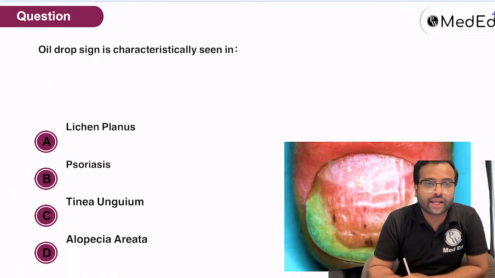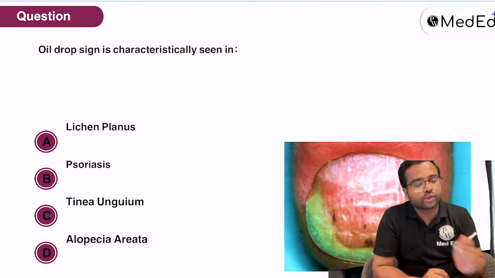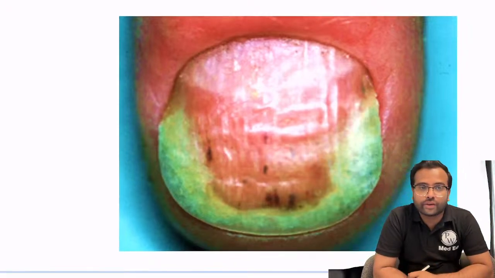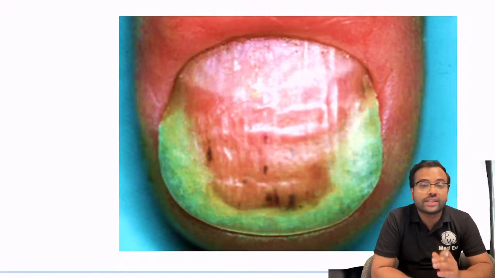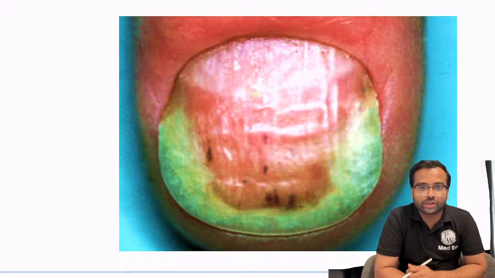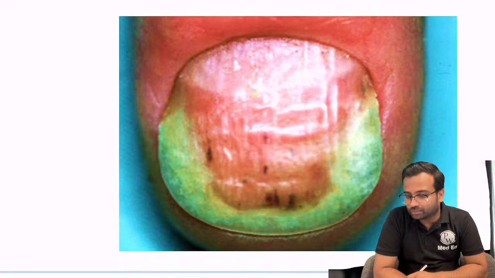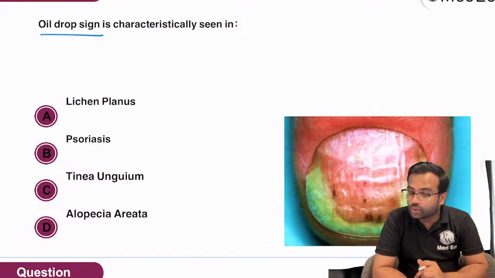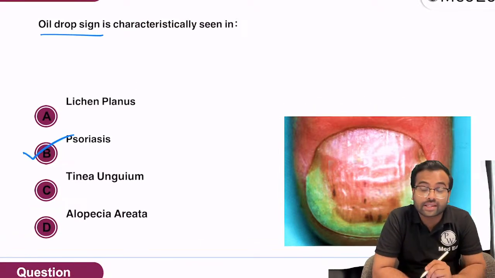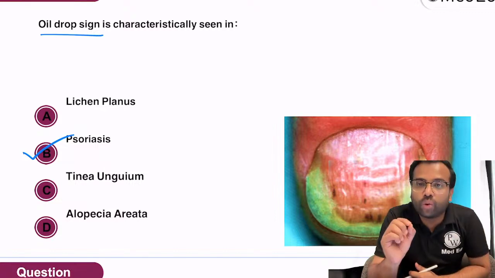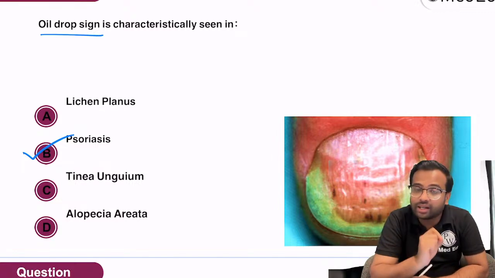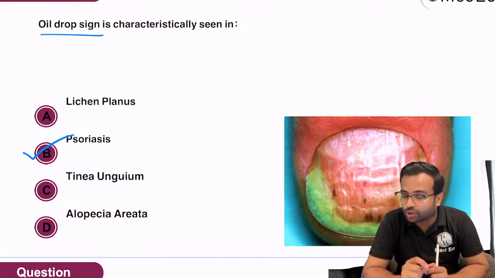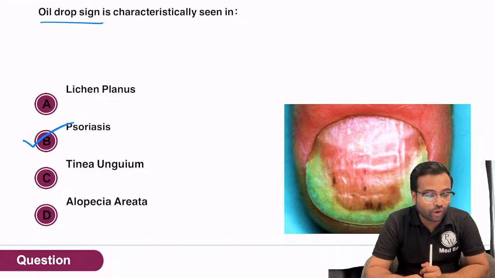So in this question, we can see the oil drop sign. The question is saying very clearly what the sign is, and an image is also given. So in which disease can we see an oil drop sign? That's the question. I'm just giving you more time so that everybody can answer. Yes, the correct answer here is psoriasis, because in psoriasis, this is the most characteristic nail finding. Am I right? The most characteristic nail finding that you can see in psoriasis is the oil drop sign. That is the reason why all of you are getting it right.